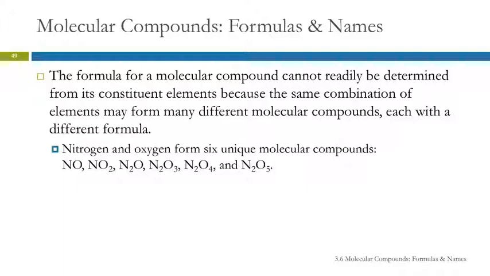You can have many molecular compounds formed between the same two nonmetals. An example here is compounds formed from nitrogen and oxygen. There are 6 different unique molecular compounds. So we can't just call this nitrogen oxide, because which one do we mean?